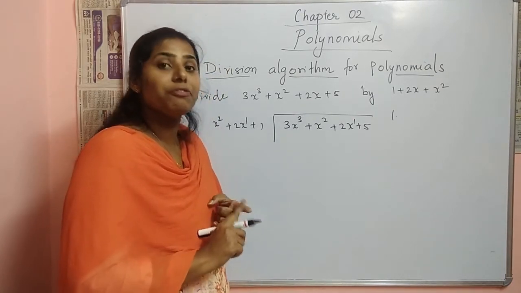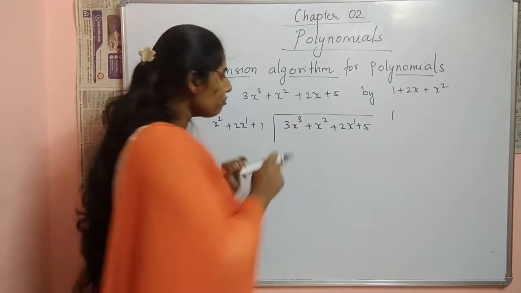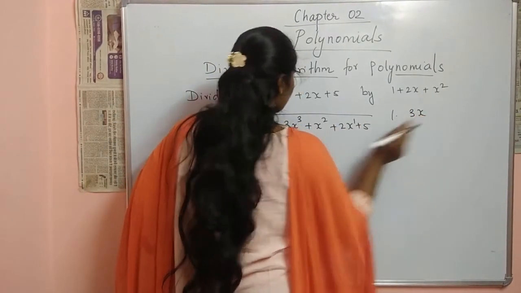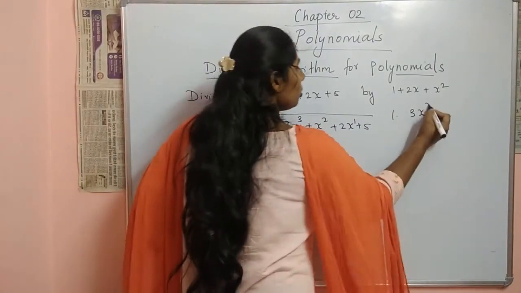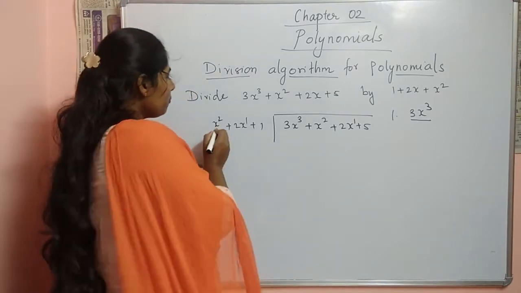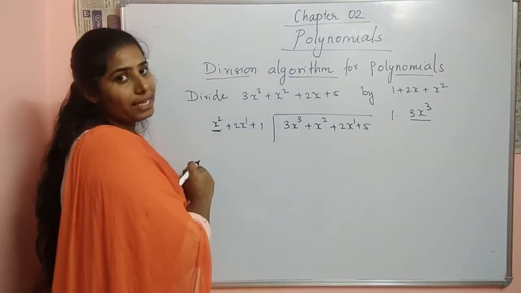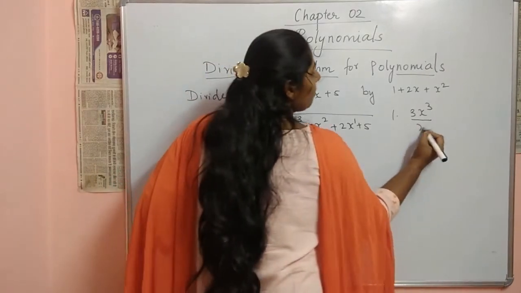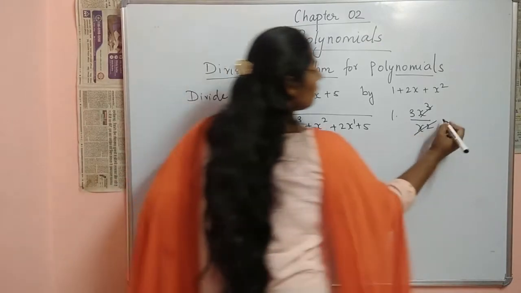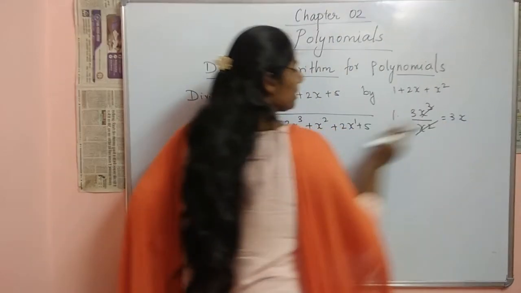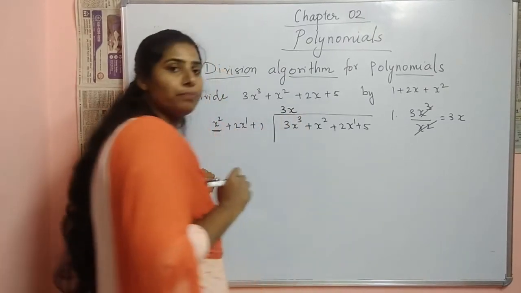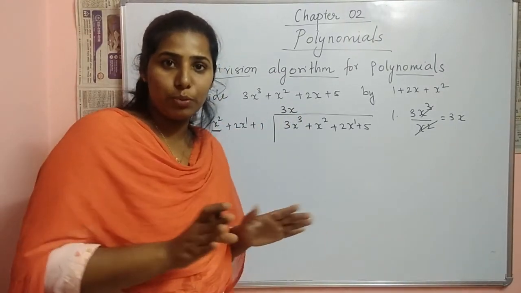So you will take the first term of the dividend. What is the first term of the dividend here? 3x cubed. So 3x cubed upon, what is the first term of the divisor? The first term of the divisor is x squared. So divided by x squared, the x squared will get cancelled, and we will be left with only 3x. That 3x you will write in the quotient. Done. I hope you have understood.